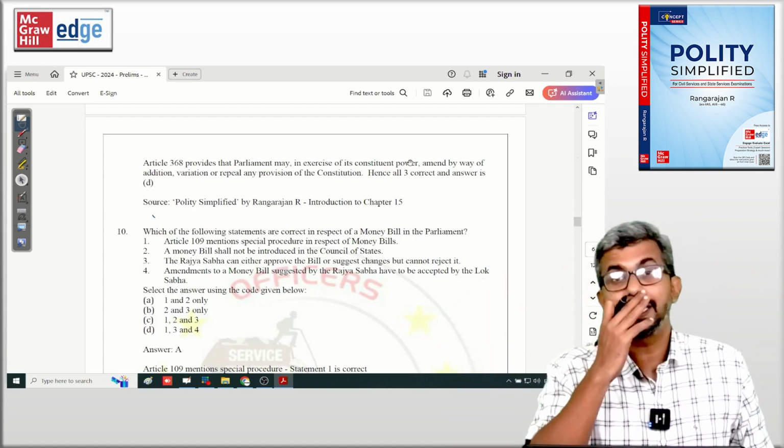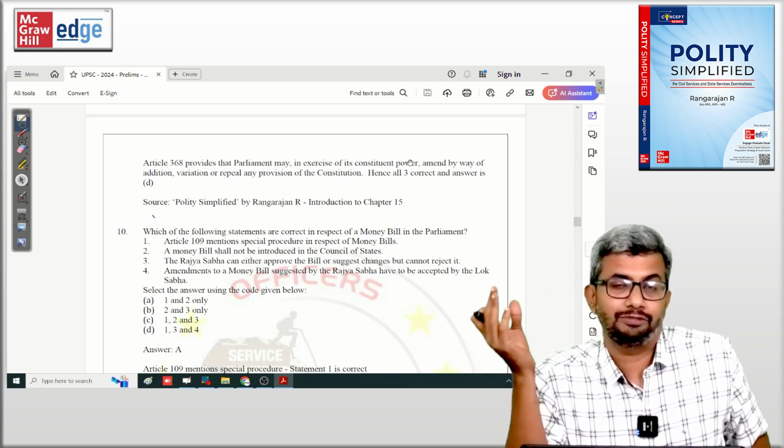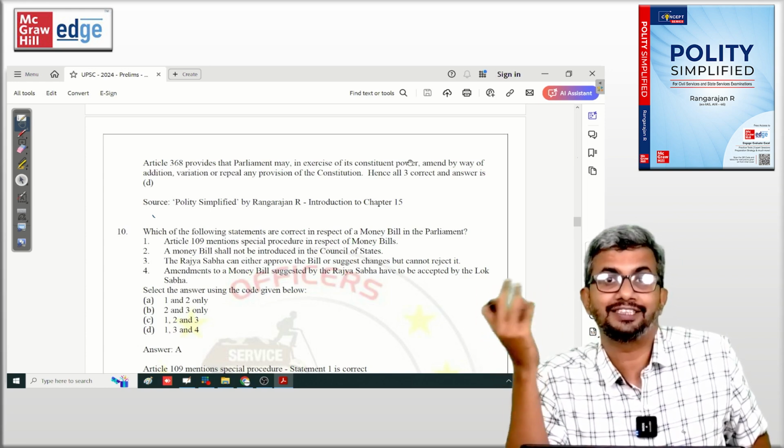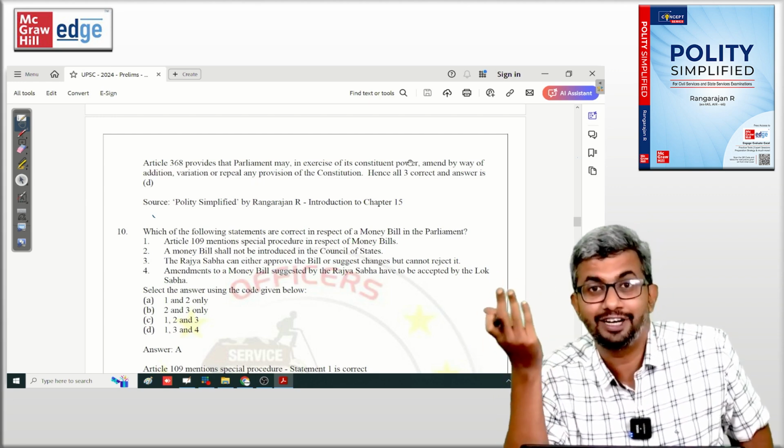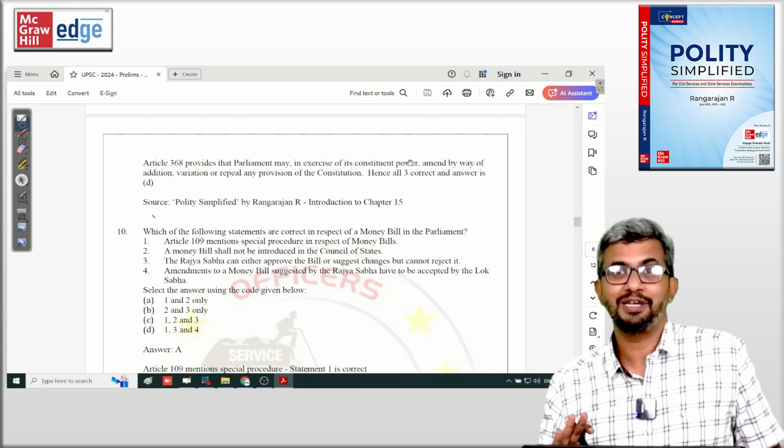Then this is the slightly tricky question. I still feel there is no trick in it, but UPSC just interpreted the word necessary with question, and incidentally both are relating to money bill. Last year 2023 question also money bill, this also money bill.